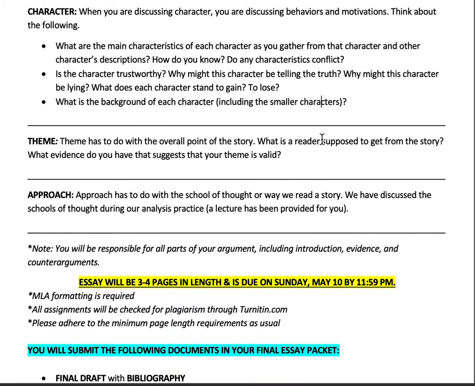But if you're choosing to discuss a character, you're looking at the character's behaviors and their motivations and thinking about things like, what are the characteristics that you know about that character? And how do you know that? Does the author tell you? Do you gather that information from what the character thinks or says, or through dialogue about the character? How are they described? How do any of these characteristics conflict?